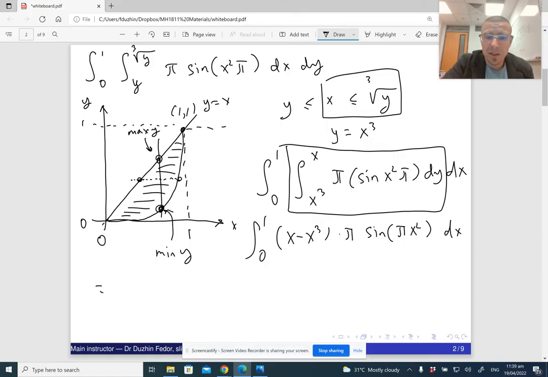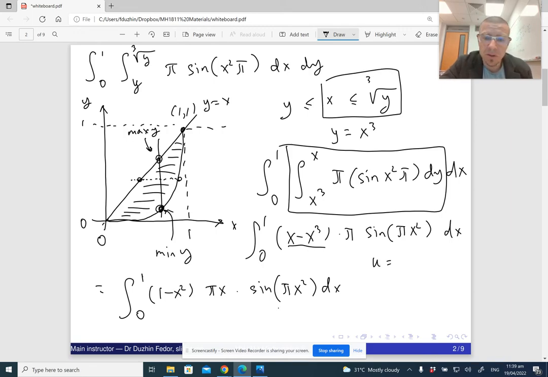Okay, so I guess I can take out x. This is from 0 to 1, 1 minus x squared times pi x. So I took out x from here. Times sine of pi x squared dx. And then I guess I can do a u substitution.